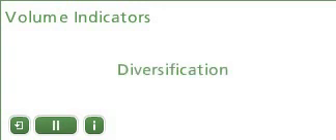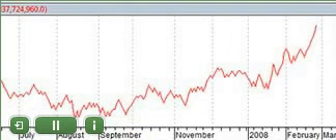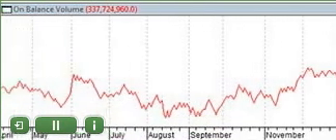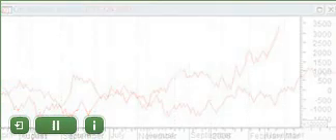Let's look now at volume indicators. Volume indicators provide incredible diversification to your technical indicator portfolio because instead of relying solely on the price action of a stock or CFD in their calculations, they take a completely different piece of information into the equation, which is volume. Price action can tell you which direction a stock or CFD is moving, but volume can tell you what kind of support is behind that price action.